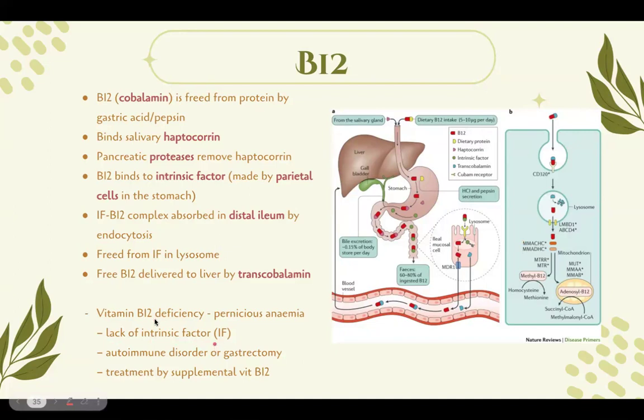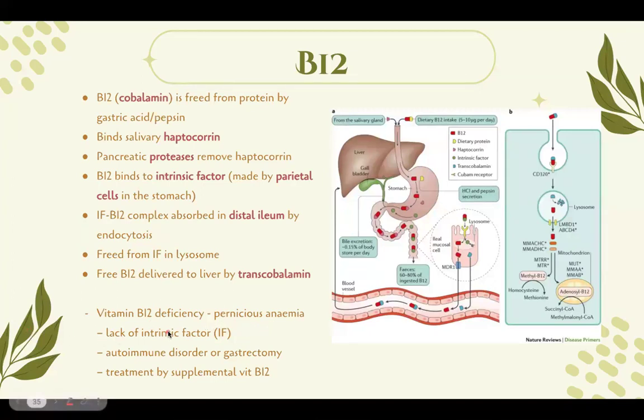So how do you get vitamin B12 deficiency? It can be due to a certain diet or a certain way that somebody eats. If they restrict meats and all that, they get vitamin B12 deficiency. But another way somebody can have B12 deficiency is if they don't have intrinsic factor. And in this case, lack of intrinsic factor would be pernicious anemia.